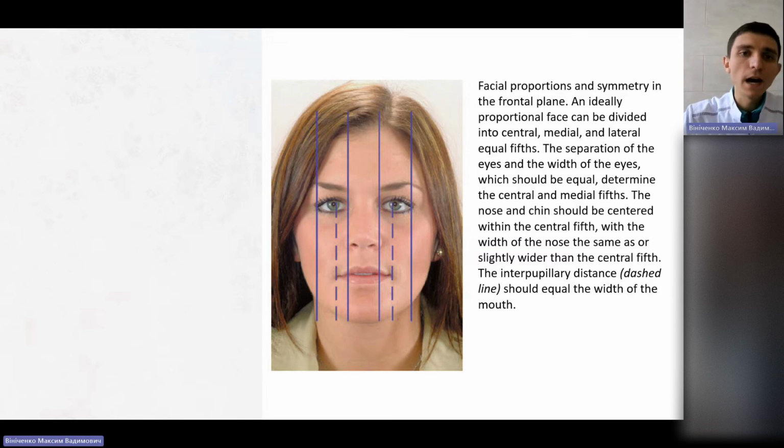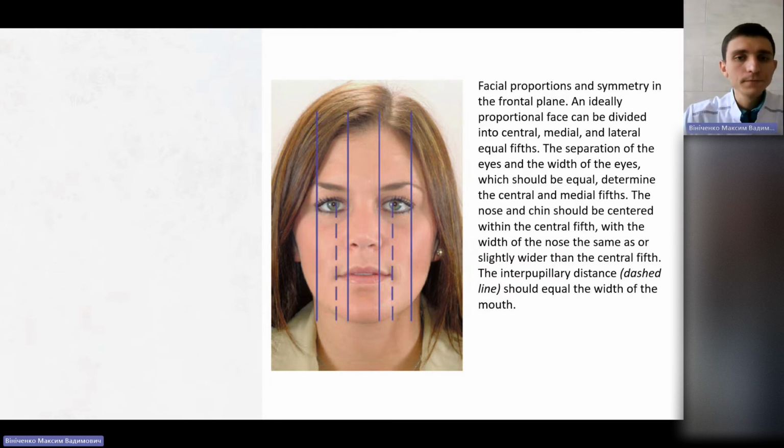The separation of the eyes and the width of the eyes, which should be equal, determine the central and medial fifth. So we could see that the medial corners of the eyes are on the border between the central side and the medial side. And the lateral corners of the eyes are on the border between the medial side and the lateral sides.